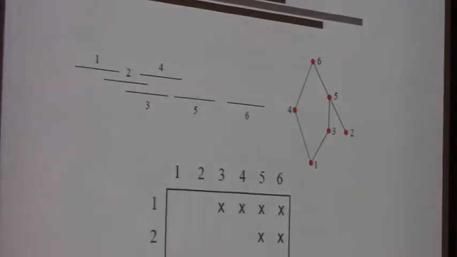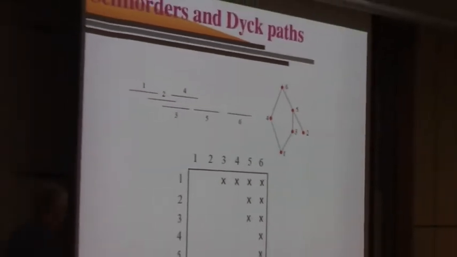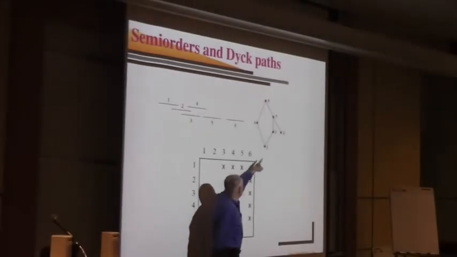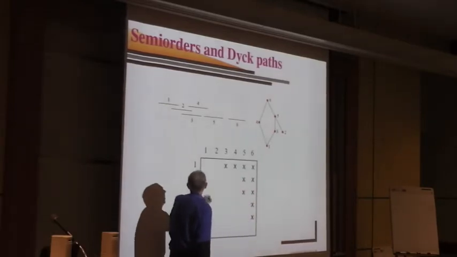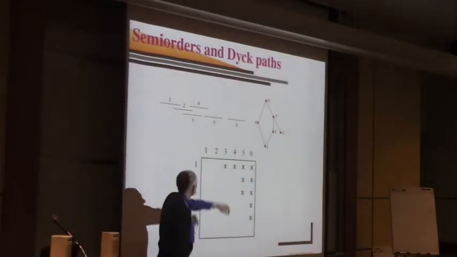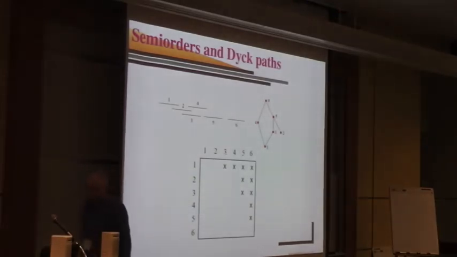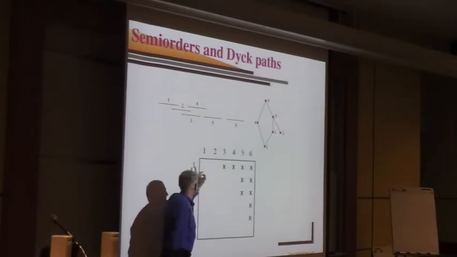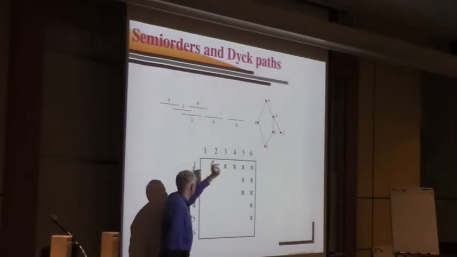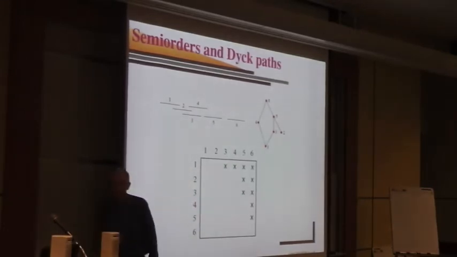We can draw... notice that the elements of this poset have a natural labeling, 1 up to n, by the order of the intervals, from left to right. Draw the strict incidence matrix of this partially ordered set. We put an X in row i, column j, if i is less than j in the poset.